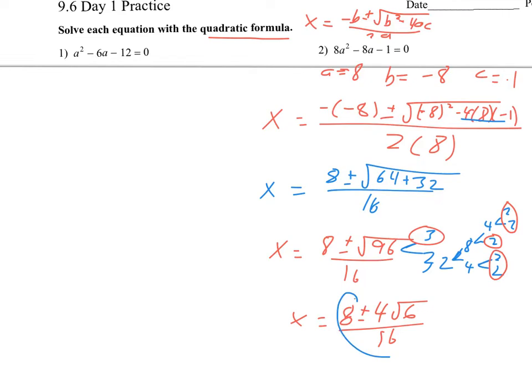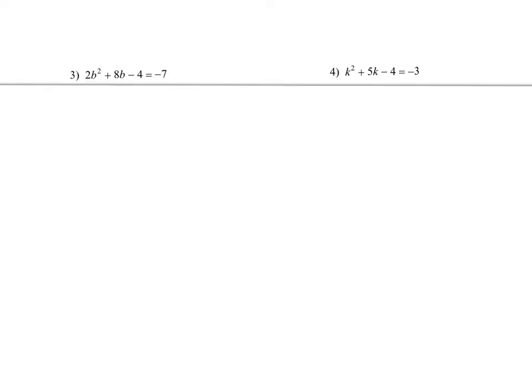Lastly, I'm going to reduce all of this, and I kind of make a heart here. It's got to be the number in front of the radical, and the number on the bottom. I can actually divide all of those by 4, so we always have to divide all those by the same number to reduce. So that's going to become 2 plus or minus radical 6 all over 4, just dividing everything by 4.